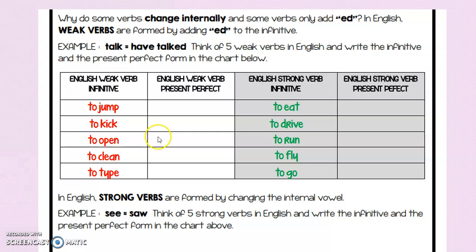Over on this side, the red verbs are all weak, and we can test this by putting them in the past tense. Jump, jumped. Kick, kicked. Open, opened. Clean, cleaned. Type, typed. Those are all weak verbs because they create the past tense by adding ed. In English, a strong verb changes internally. Eat, ate. Drive, drove. Run, ran. Fly, flew. Go, went.